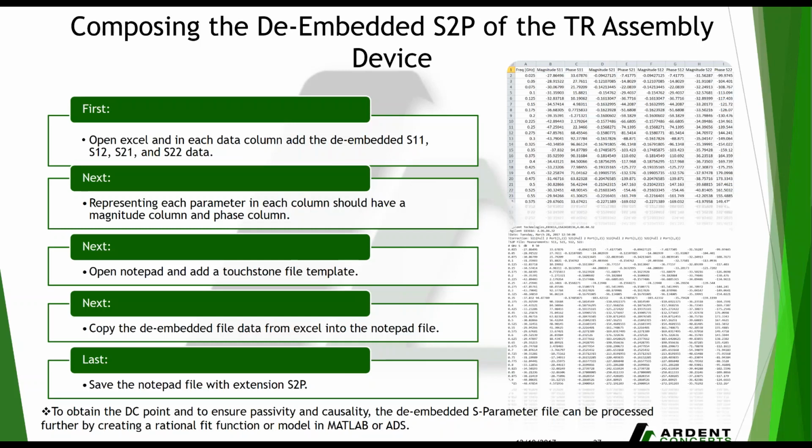Open Excel, and in each data column, add the de-embedded S11, S12, S21, and S22 data. Each parameter should have a magnitude column and a phase column. Open Notepad and add a touchstone file template. Copy the de-embedded file data from Excel into the Notepad file. Save the Notepad file with the extension S2P.